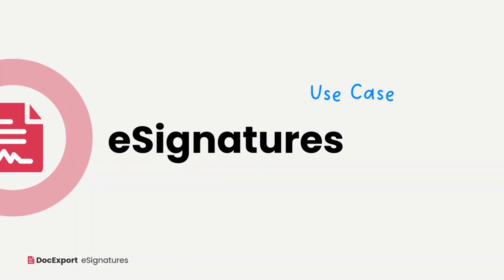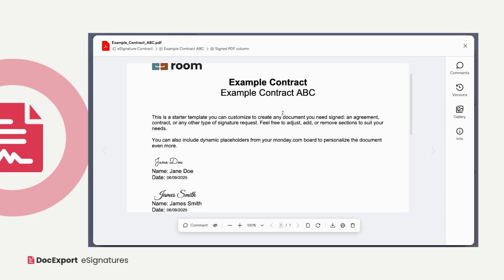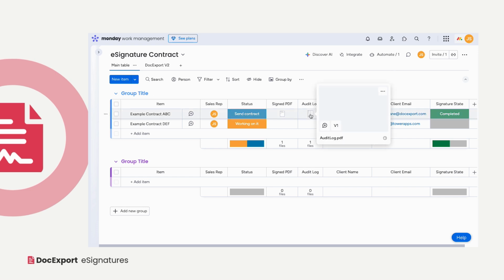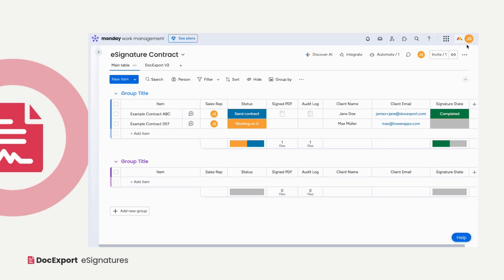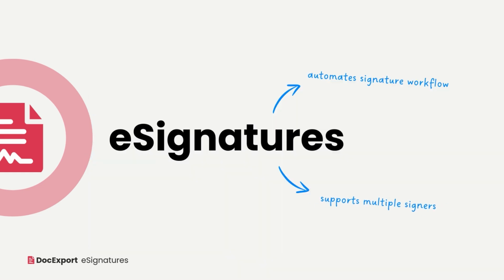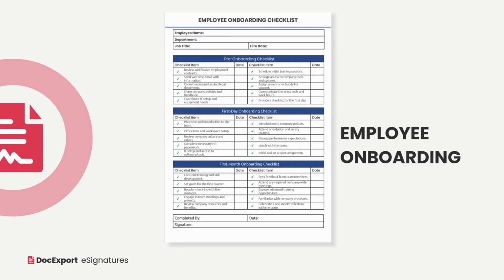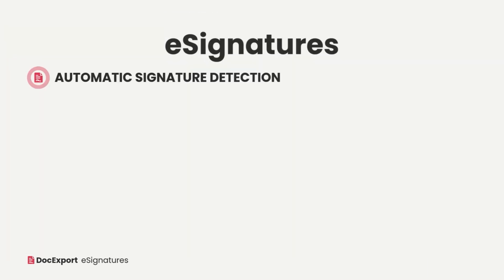Let's look into another major feature and integrate it into a real-world use case: eSignatures. The Signatures feature lets you streamline the process of requesting, tracking, and managing eSignatures right from your Monday.com boards. It automates your signature workflows, supports multiple signers and signing orders, and securely stores signed documents. This makes it perfect for use cases like customer contracts, employee onboarding, approval workflows, or lease agreements.